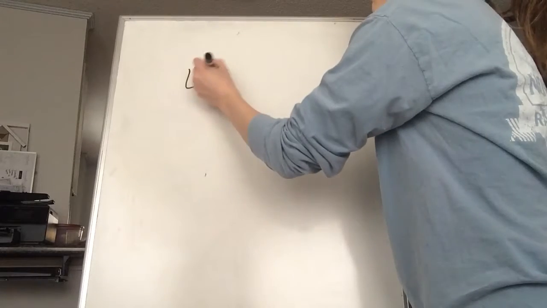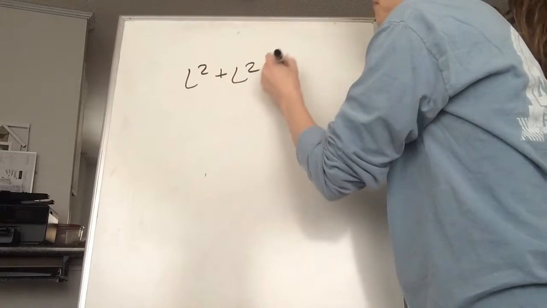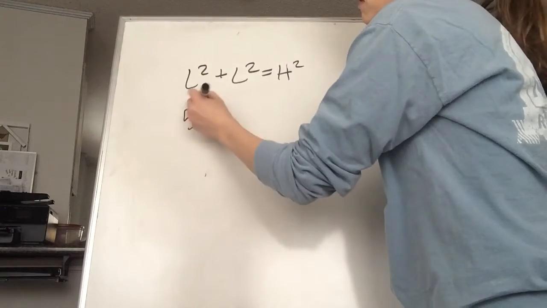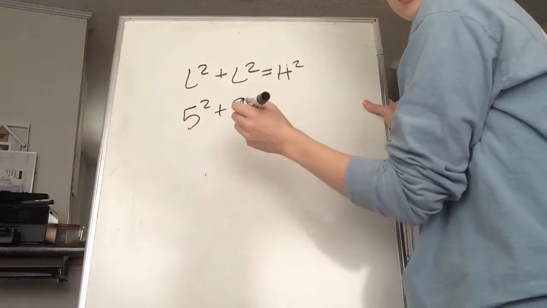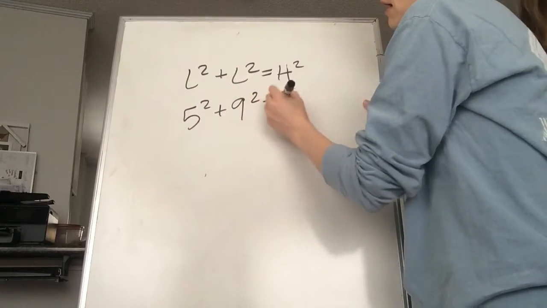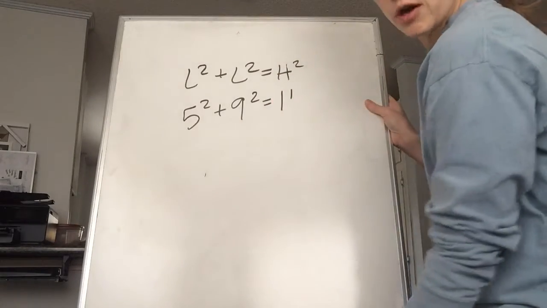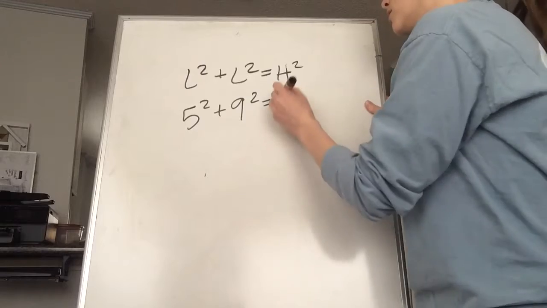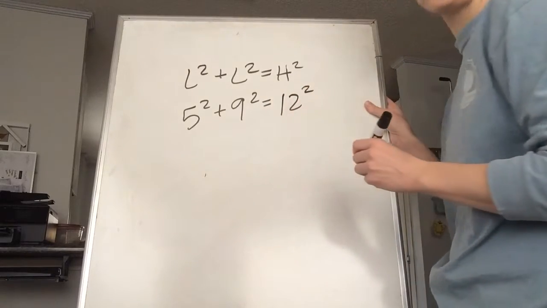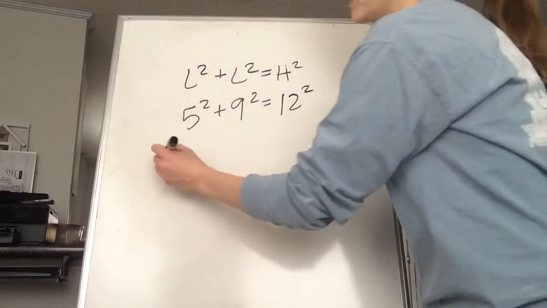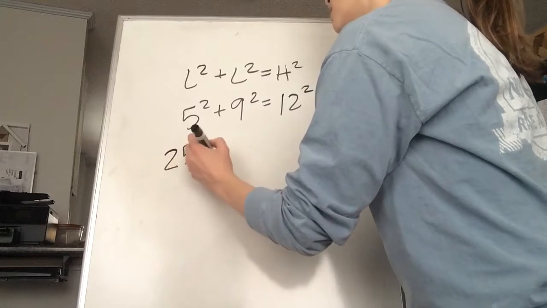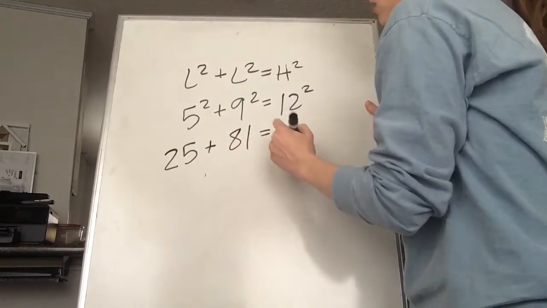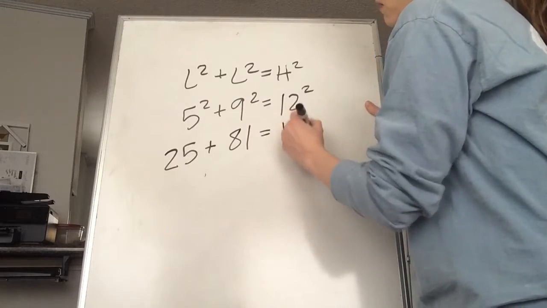So we start with our Pythagorean theorem. Our legs are 5 and 9. And if this is a right triangle or not, we know the hypotenuse would have to be 12 because it's the longest side. So we're going to plug that in. So 5 squared is 25. 9 squared is 81. 12 squared is 144.